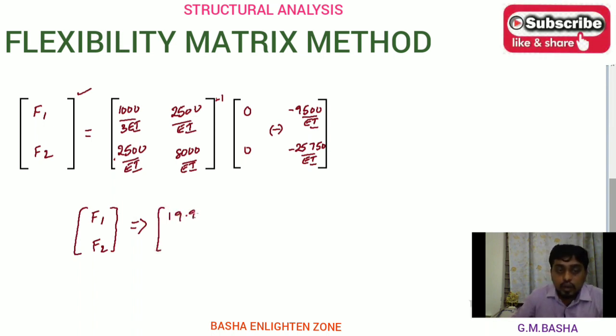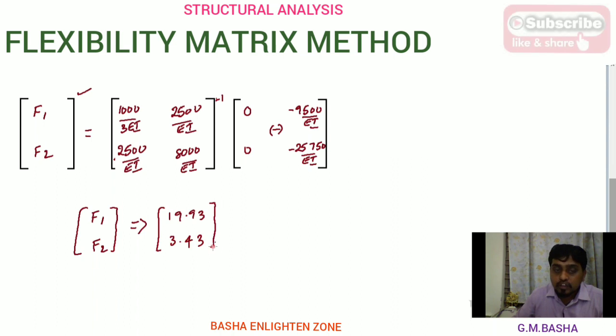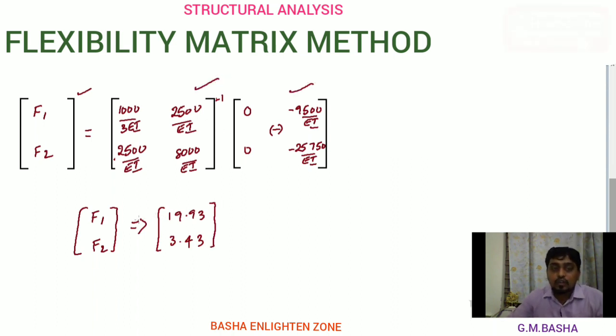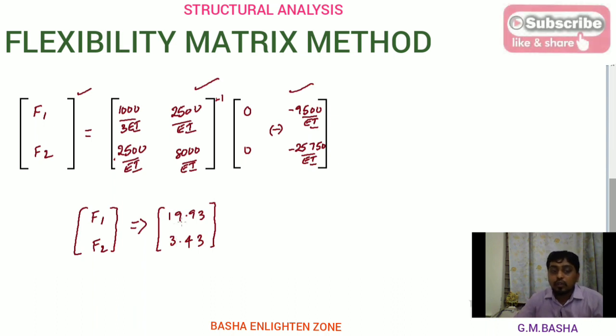F1 will be equal to 19.93 and F2 will be equal to 3.43. So if you simplify this directly by using your calculators, you will get F1 and F2 equal to 19.93 and 3.43. So after obtaining these forces F1 and F2, you please draw the bending moment diagram. It will be very easy to draw the bending moment diagram. I will show you that also.